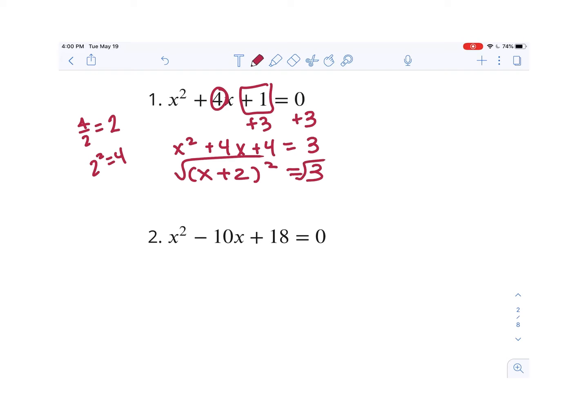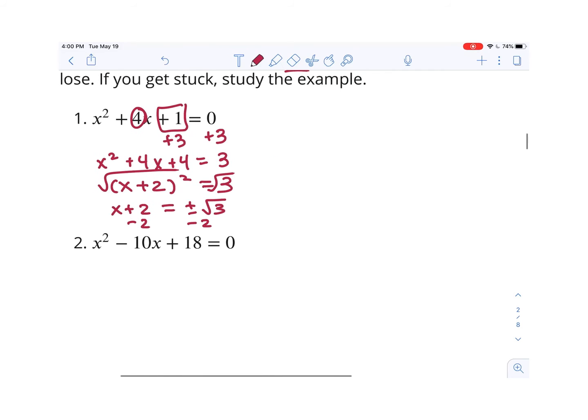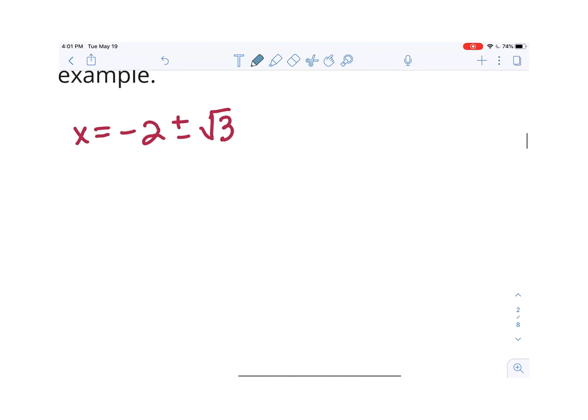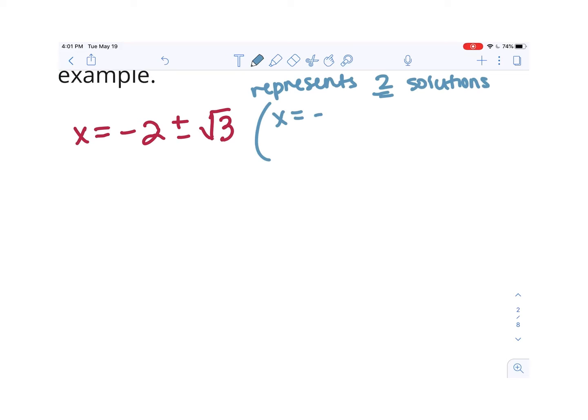I can take the square root of both sides, and I get that x plus 2 equals plus or minus the square root of 3. Subtract 2 from both sides, and I get that x equals -2 plus or minus the square root of 3. And remember, this is representing two solutions. It represents the solution where x equals -2 plus the square root of 3, and x equals -2 minus the square root of 3.